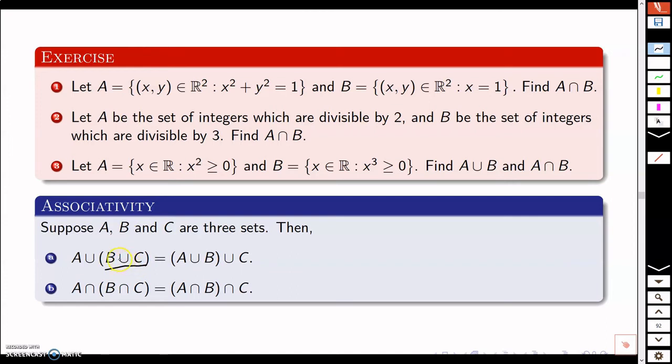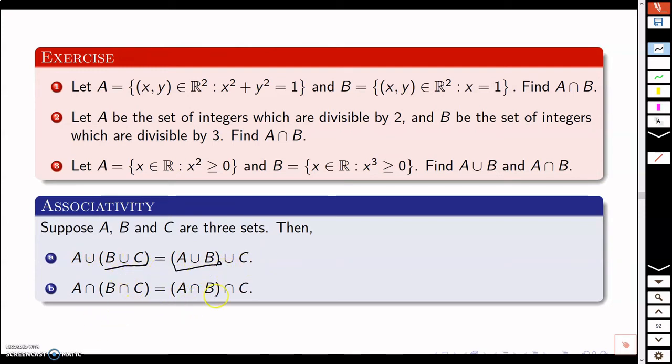So I will take the union of A along with this set. I'm taking the union of B and C first, and then I'm taking the union of this set with A. That is one. On the other side, I take the union of A and B first, and then I take the union of this set with C. So what this property tells us is these two are the same. That means you can take the union whichever you like first. I can take A union B first or B union C first. It won't make a difference.